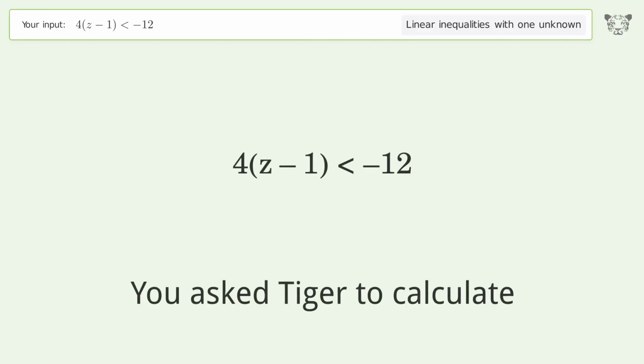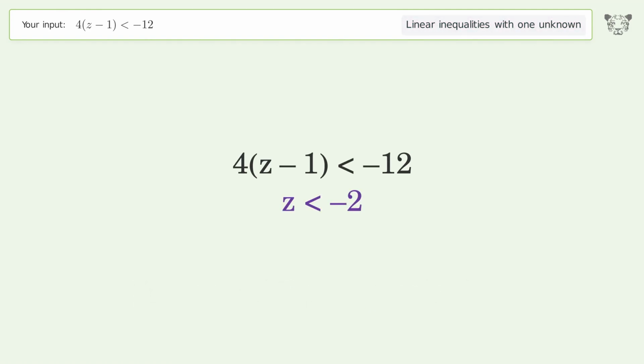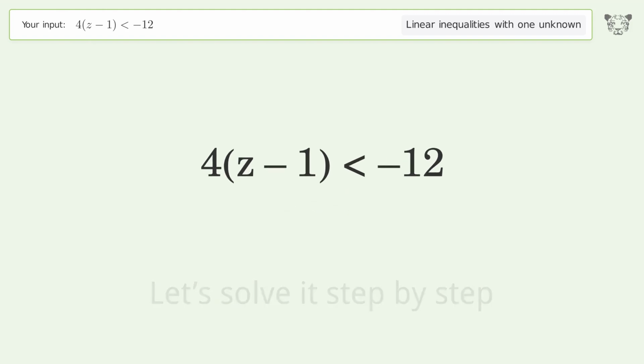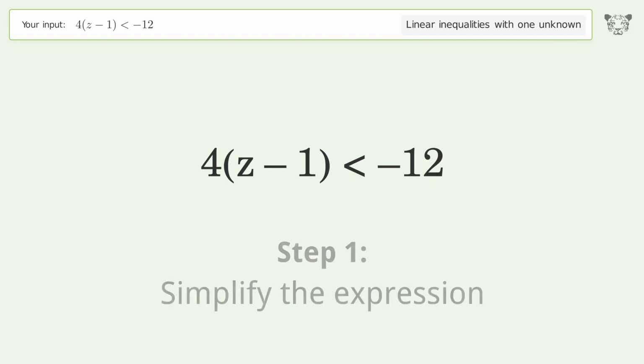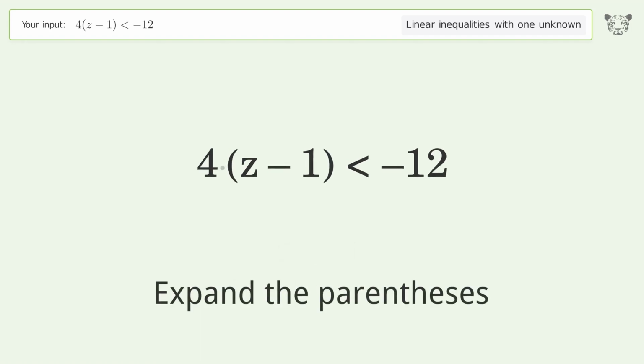You ask Tiger to calculate. This deals with linear inequalities with one unknown. The final result is z smaller than -2. Let's solve it step by step. Simplify the expression. Expand the parentheses.